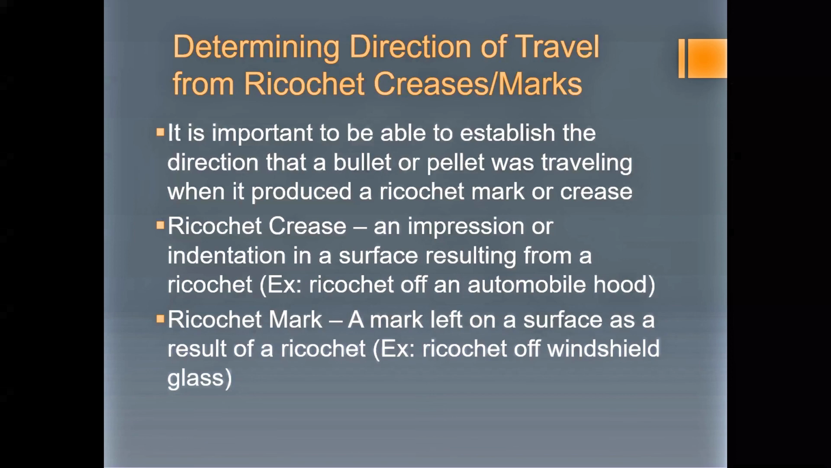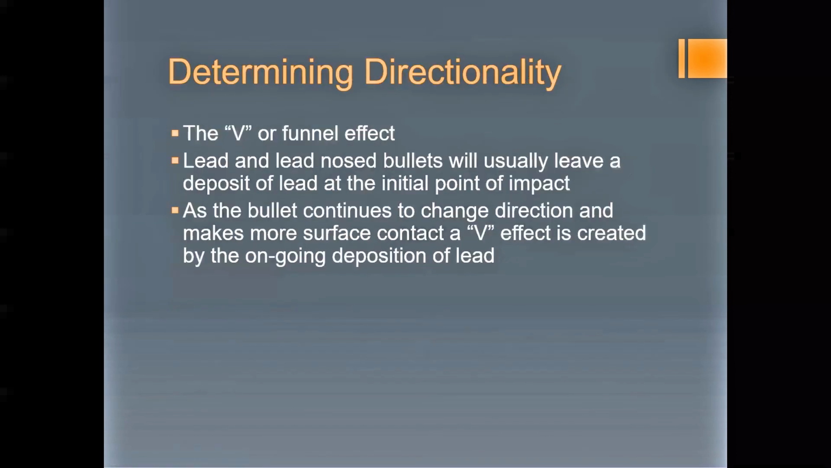So we have a ricochet mark. It's a mark left on a surface as a result of a ricochet. So a ricochet off of a windshield or glass. So ricochet mark versus a ricochet crease. Okay, the mark is going to be more two-dimensional. The crease is going to be three-dimensional.